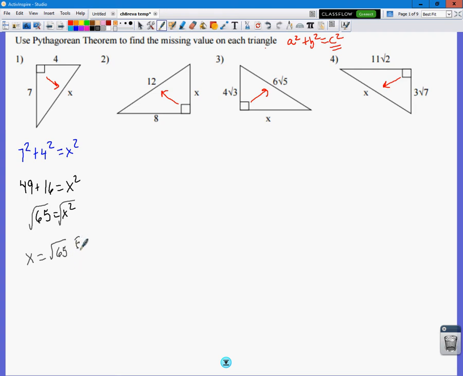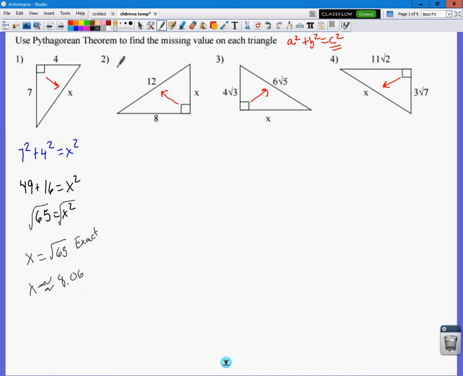This would be an exact answer. It is simplified in the fact that I can't find a number that will go into 65 that I can take the square root of. I could put it in decimal form. If I put it in decimal form, x would be approximately equal to 8.06.